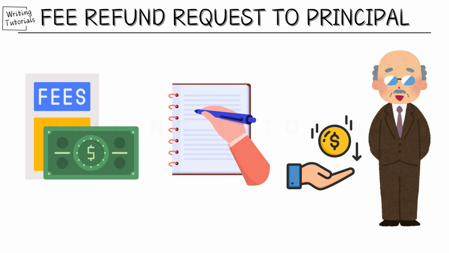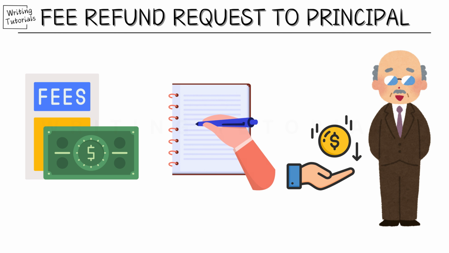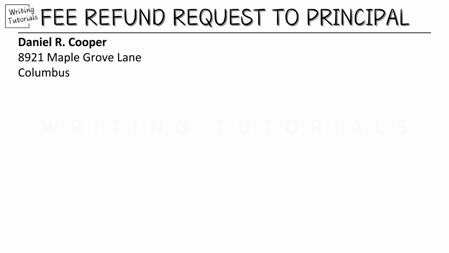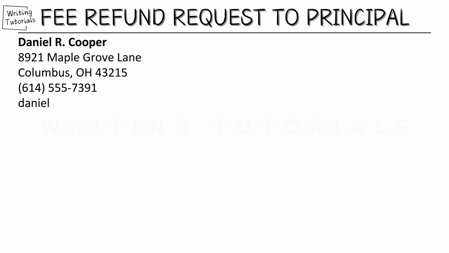So, let's walk through the sample letter we have here together. I'll break it down line by line so that you know not only what to write, but also why you should write it this way. We start with the sender's information at the top. Daniel R. Cooper, 8921 Maple Grove Lane, Columbus, Ohio, 43215, 614-555-7391, Daniel.Cooper@email.com. This section is very straightforward.